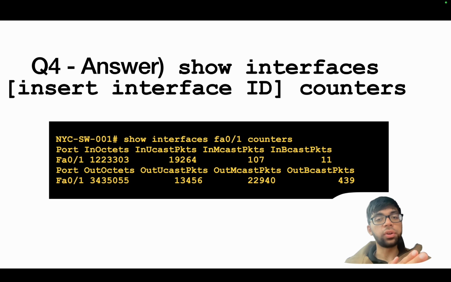So show interfaces FastEthernet 0/1 counters. That's how we would do it. And here we see our inbound unicast packets, inbound multicast packets, inbound broadcast packets, outbound unicast packets, outbound multicast packets, outbound broadcast packets. It's given us that specific interface for inbound and outbound packets. Question number 5.